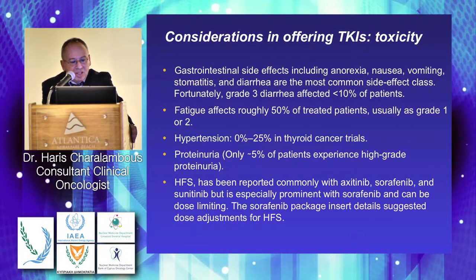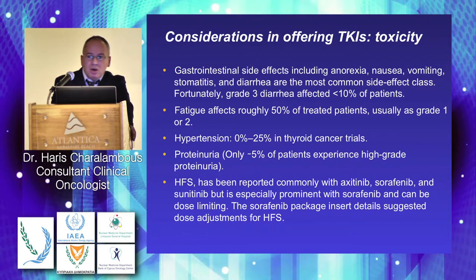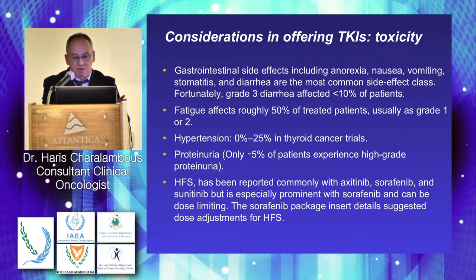Now, important issues is toxicity. So, you know, there is GI toxicity, they've got sore mouth, they've got anorexia, nausea sometimes, vomiting, not too bad. Diarrhea with some agents can be extremely troublesome. And then fatigue, hypertension, it's important to manage. I ask my patients to do their blood pressure almost every day. They come back with a sort of piece of paper and I can see what their blood pressure is and all the rest of it.